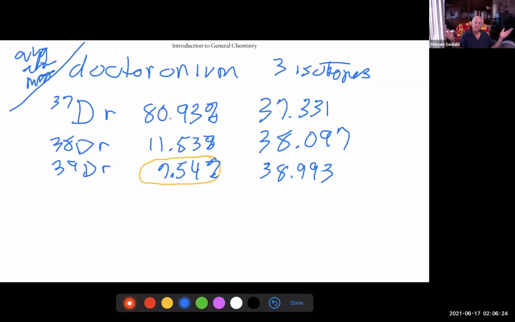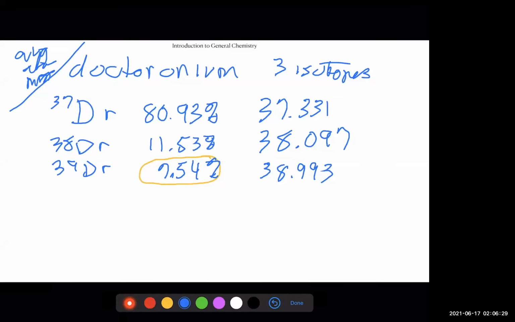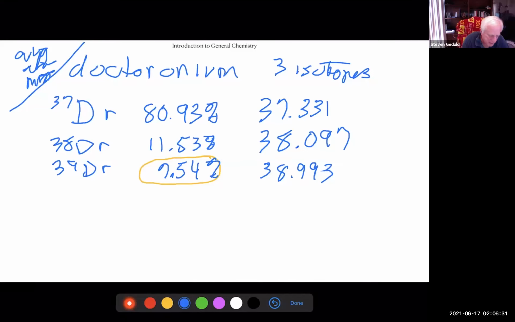So far, so good? Yes, thank you. Okay. All right. Now we take the fraction of each one times the mass. So we've got 0.8093 times 37.331. We've got 0.1153. Remember, we move the decimal to the left 2 places because we divide by 100 to go from our percent to our fractional value.